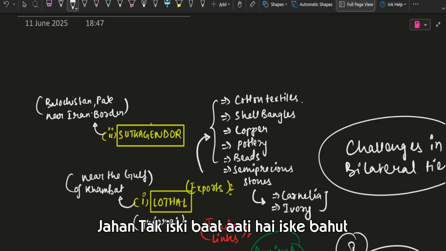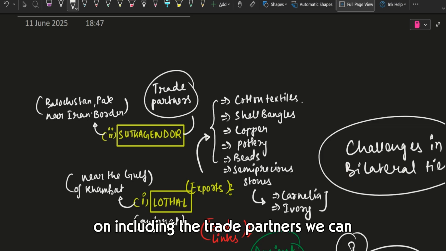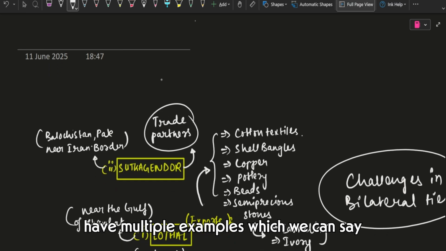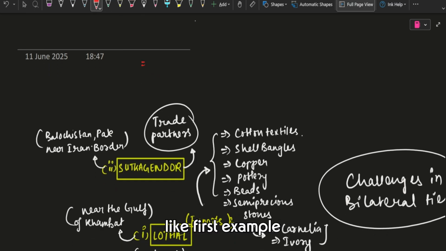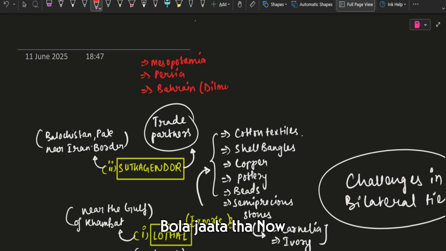जहाँ तक इसकी बात आती है, इसके बहुत सारे ट्रेड पार्टनर्स थे, and including the trade partners, we can have multiple examples, like, first example as Mesopotamia, second is Persia, थर्ड एग्जाम्पल इज बहरीन, जिसको उस टाइम पे दिलमुन भी बोला जाता था.